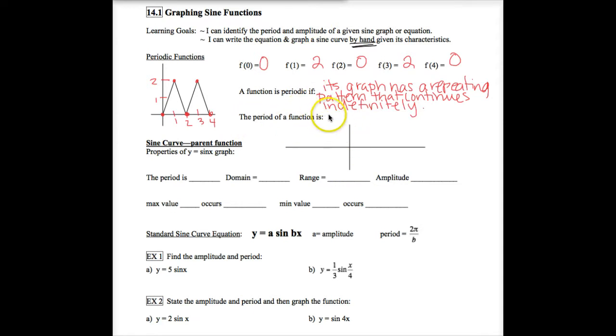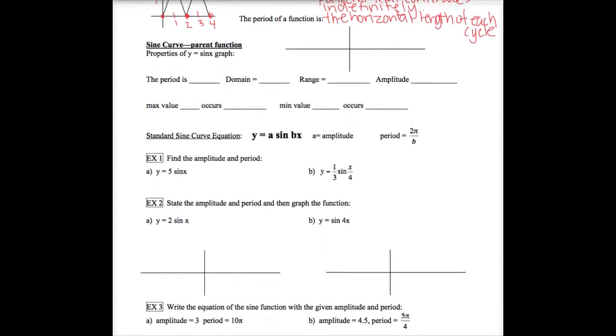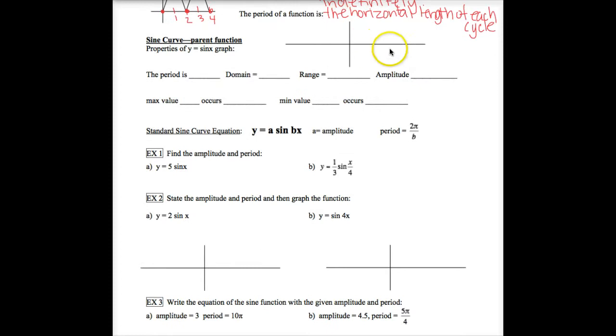The period of a function is the horizontal length of each cycle. So however long each cycle is, that is what its period is. So now let's look specifically at our sine curve. This is going to be our parent graph.